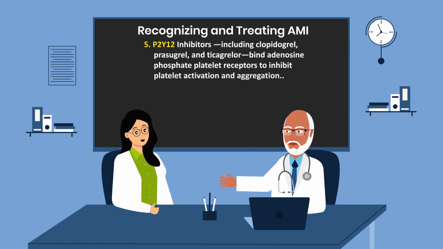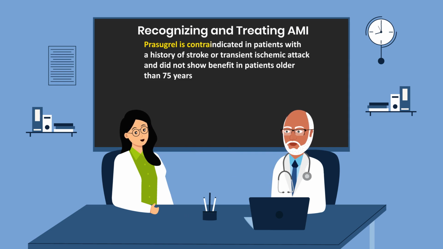The P2Y12 inhibitors, including clopidogrel, prasugrel, and ticagrelor, bind adenosine phosphate platelet receptors to inhibit platelet activation and aggregation. Prasugrel is contraindicated in patients with a history of stroke or transient ischemic attacks and did not show benefit in patients older than 75.